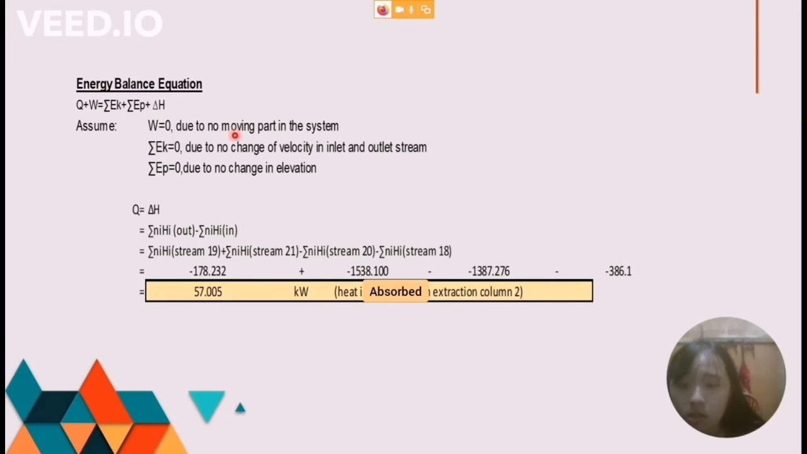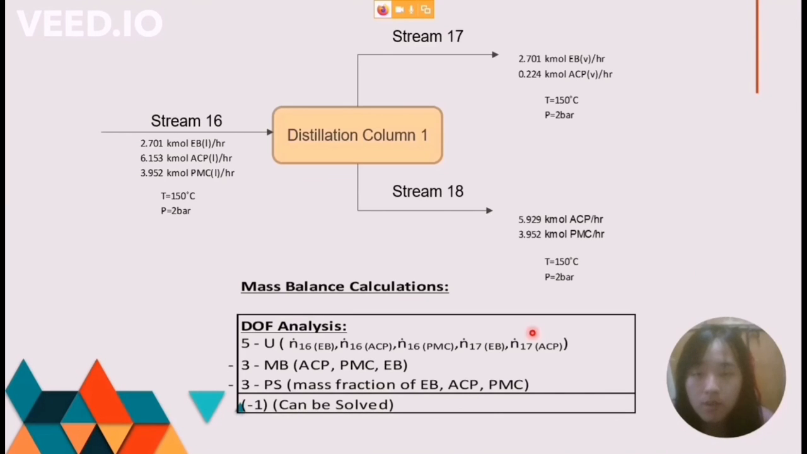W is equal to 0 because there is no moving part in the system. The kinetic energy is 0 because there is no change of velocity between inlet and outlet streams. And potential energy is equal to 0 because there is no change in elevation. So we can get Q equals to enthalpy. Finally, we get 57 kilowatt. The DOF analysis shows that the mass balance can be solved.